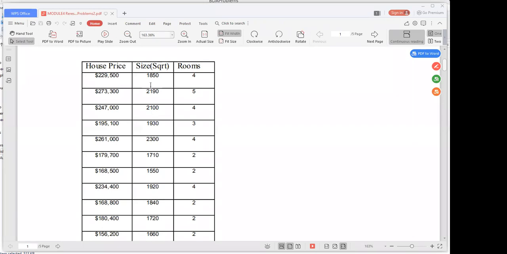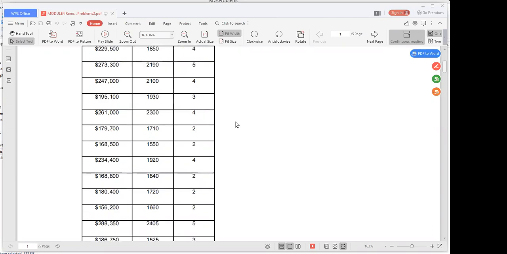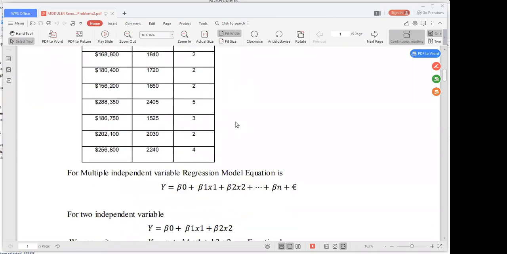So the house price is 1,850 if rooms are 4. This is your house price. Now we need to predict the house price based on these two independent values. We are going to proceed in the same fashion.